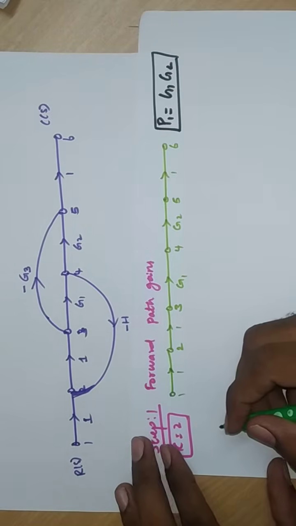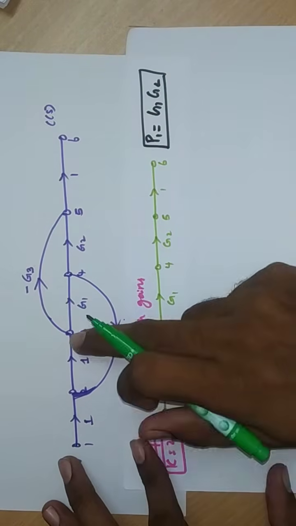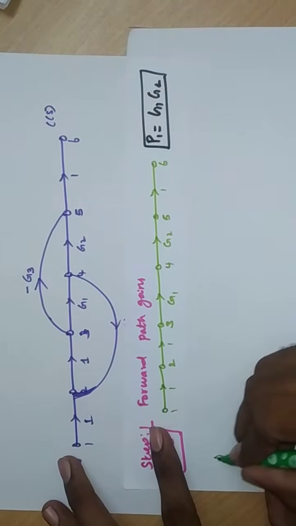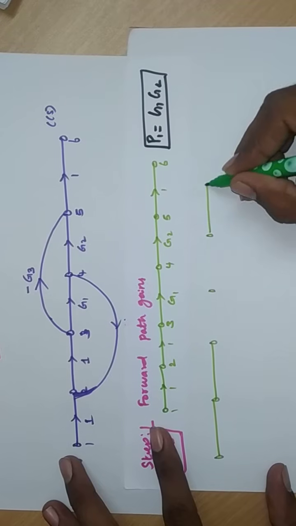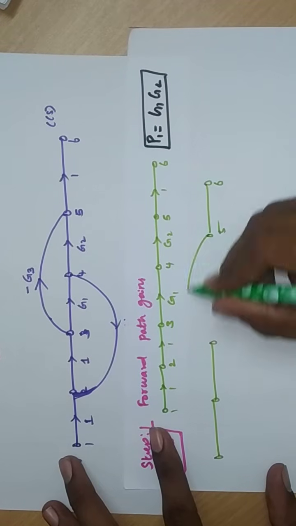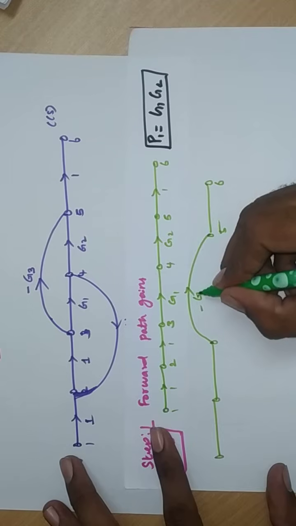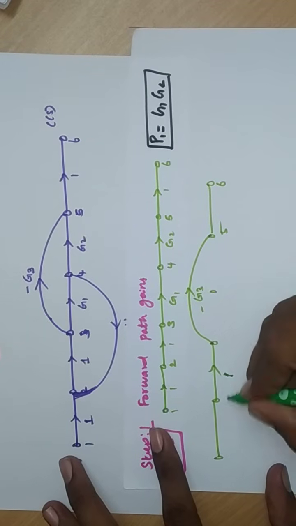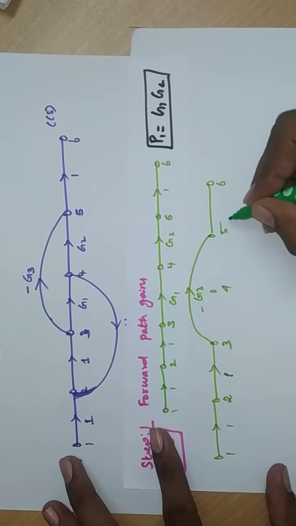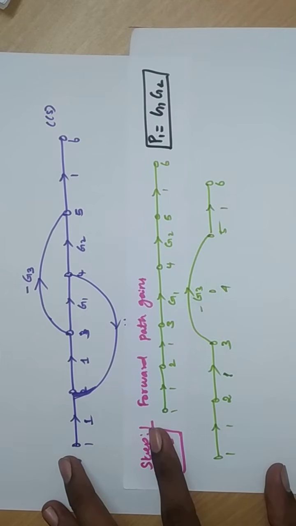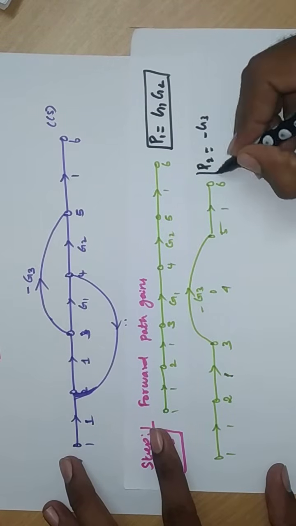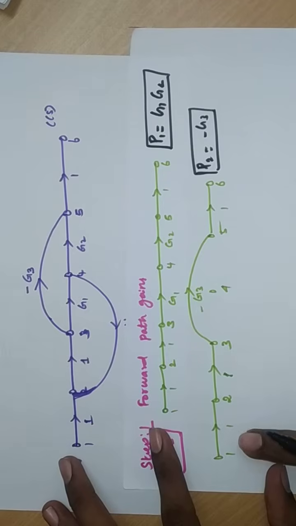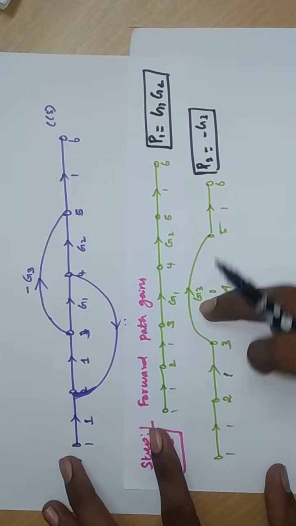Second forward path, 1, 2, 3, 5 and 6. 1, 2, 3, 4 is now skipped, and 5 and 6. This is minus G3, is it not? This is 1, this is 1, 2, 3, 5, 6, this is 1. So what about the gain value? P2 will be minus G3, 1 into 1 into minus G3 into 1, minus G3.